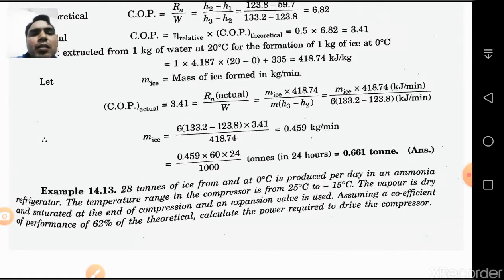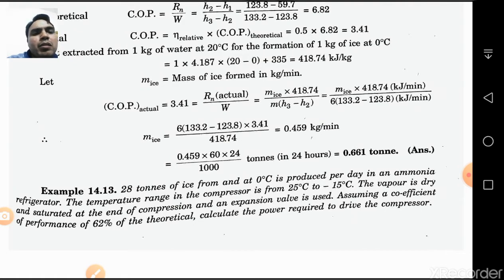28 tons of ice from and at 0 degree Celsius is produced per day in an ammonia refrigerator. The temperature range in the compressor is from 25 degrees Celsius to minus 15 degrees Celsius, and the vapor is dry and saturated at the end of the compression, and an expansion valve is used. Assume coefficient of performance of 62% of theoretical. Calculate the power required to drive the compressor. It is a very easy question.